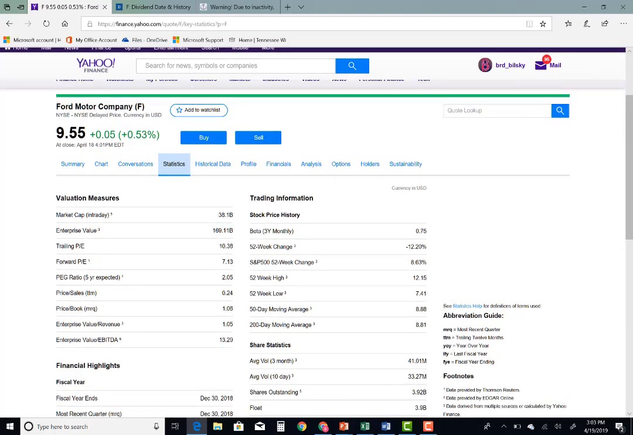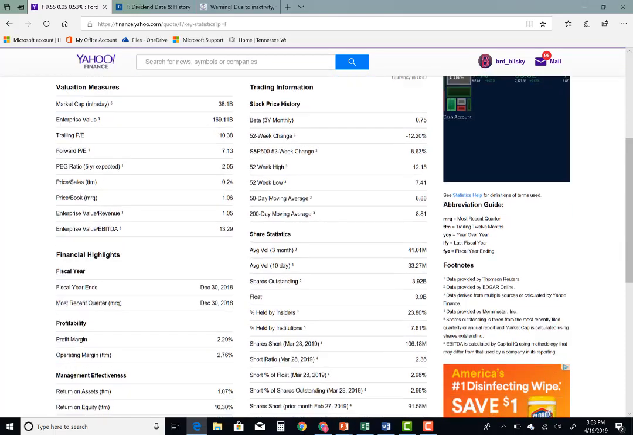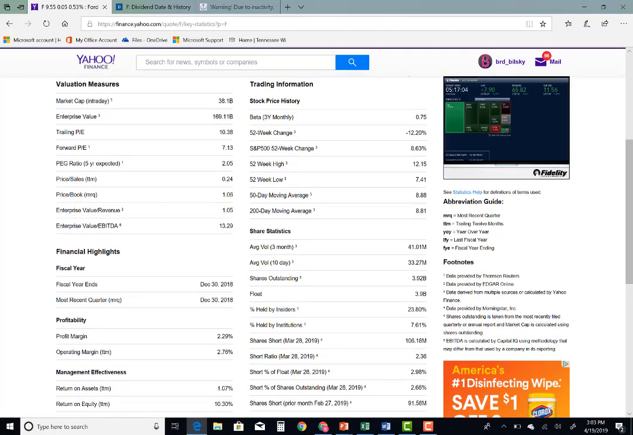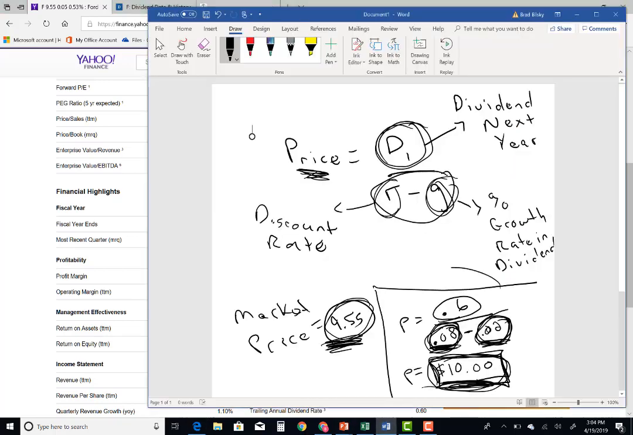All right, so here's a lot of these different valuation ratios and measures. A lot of the stuff we talked about earlier in the semester, you can see we have PE ratios. They have information about profitability, profit margin. We talked about that, return on assets, return on equity. So you can use that information to kind of inform your decision on what inputs you want to use for these equations.